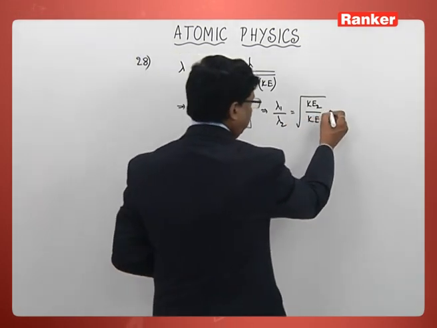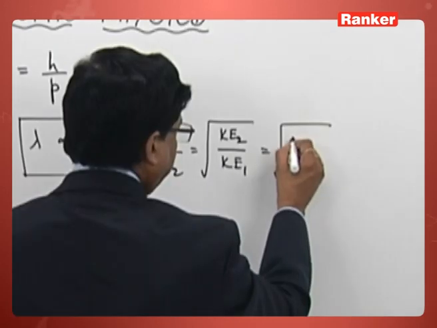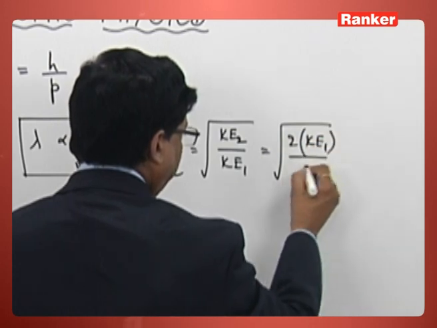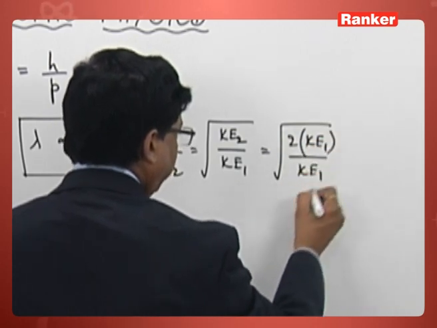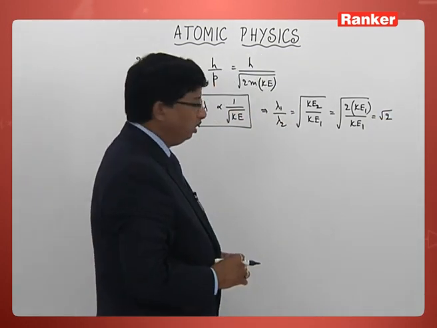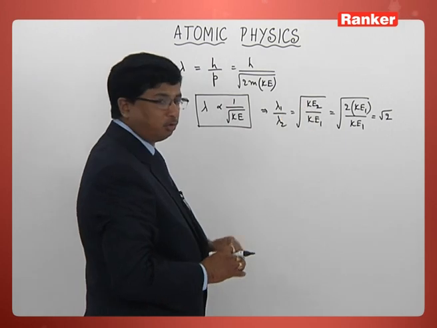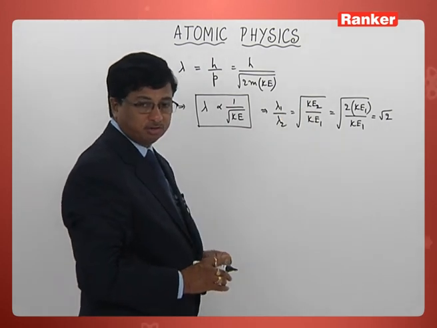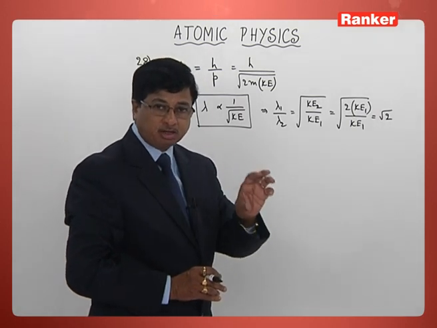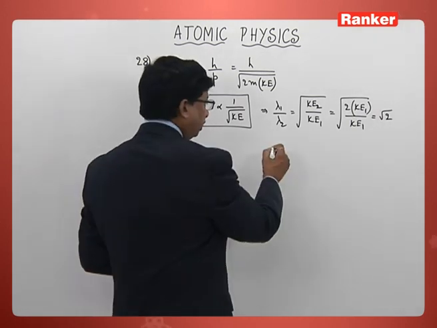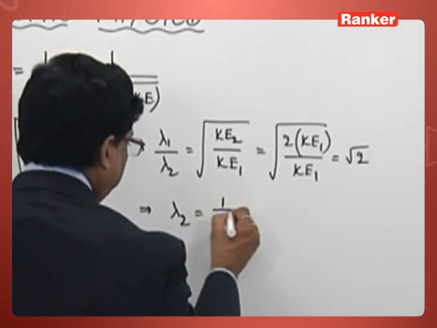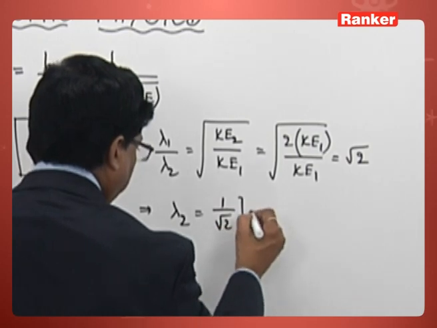Now you can rewrite the same this way. Kinetic energy is doubled, he said. Therefore, we can write 2·KE1 by KE1. This now becomes simply root 2. The moment this ratio is root 2, what is his question? Its de Broglie wavelength changes by what factor? That is the concept. So we can directly understand from this, λ2 is going to be 1/√2 times λ1.